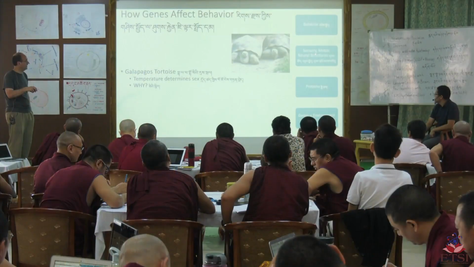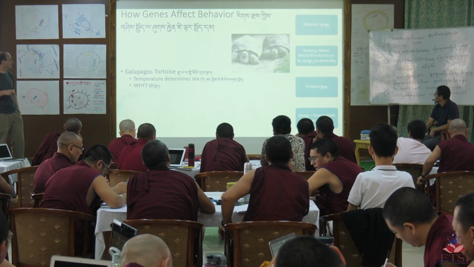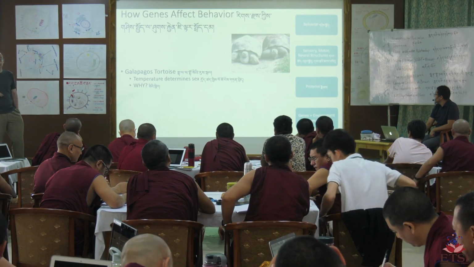And this is something we'll return to again when we talk about some of the nervous system. We have genes in the environment having an impact on the proteins that are made, and then those proteins having an impact on sensory, motor, and neural structures, and those will have an impact on the behavior.